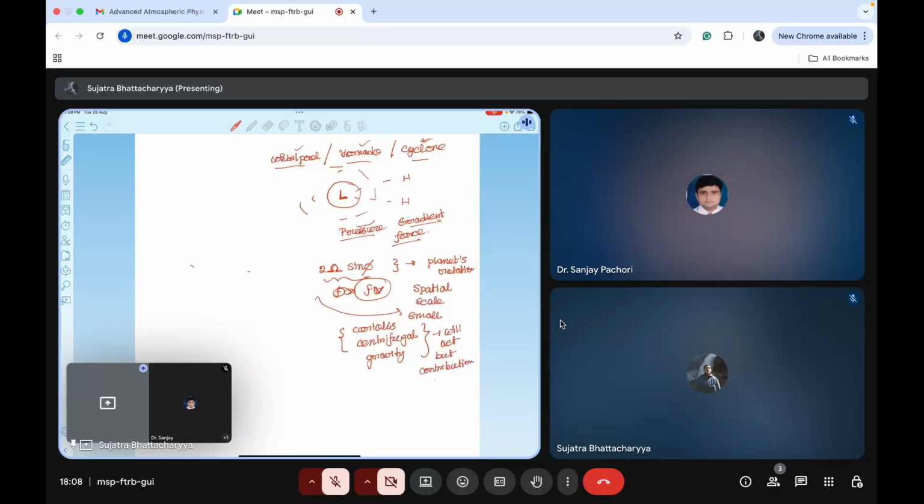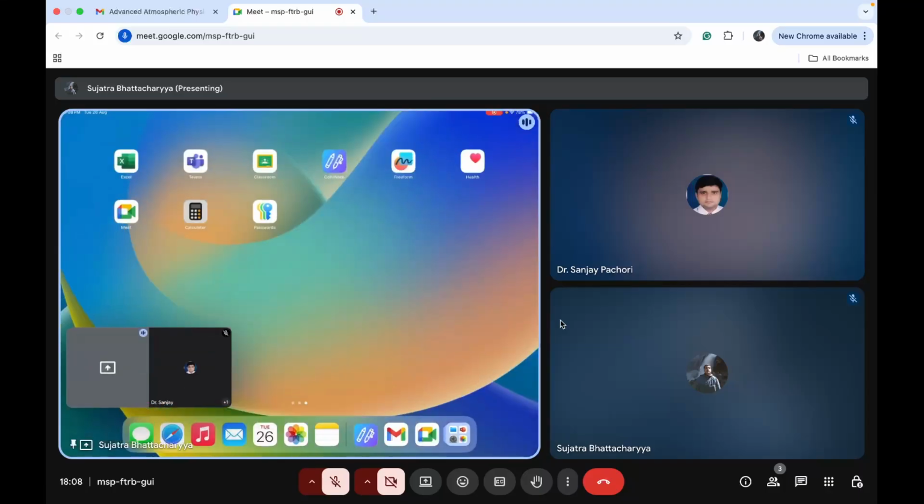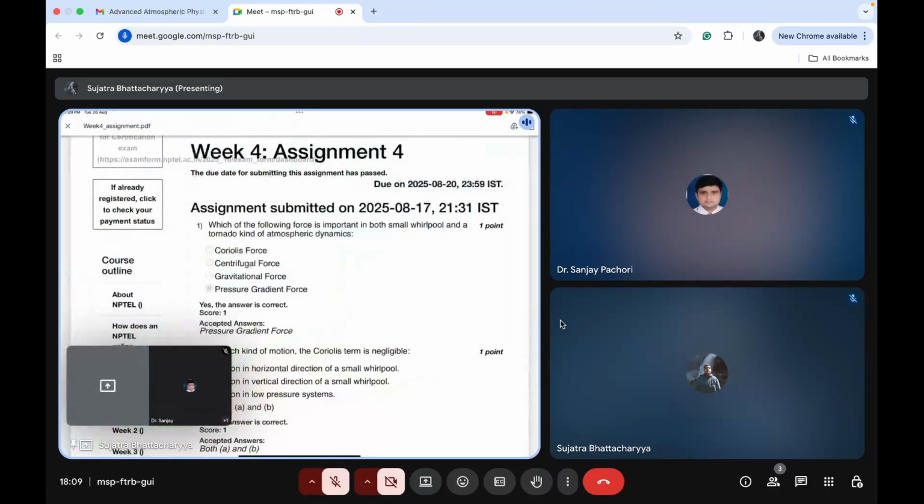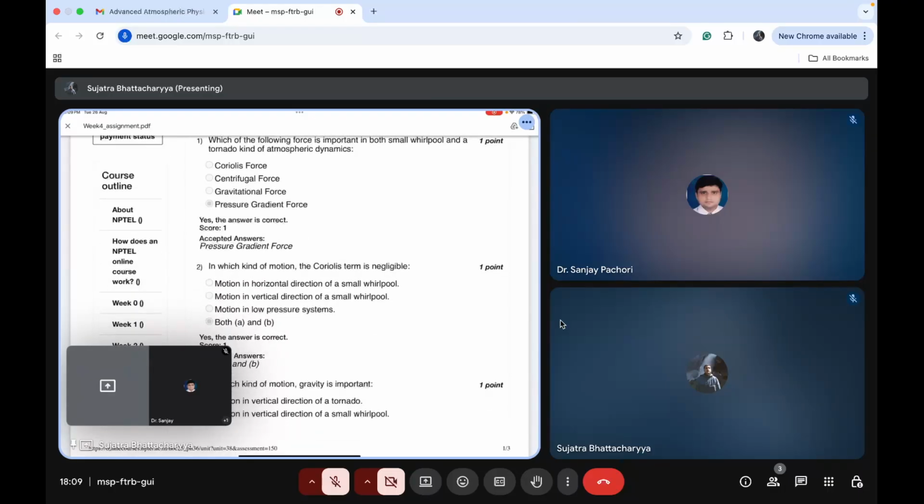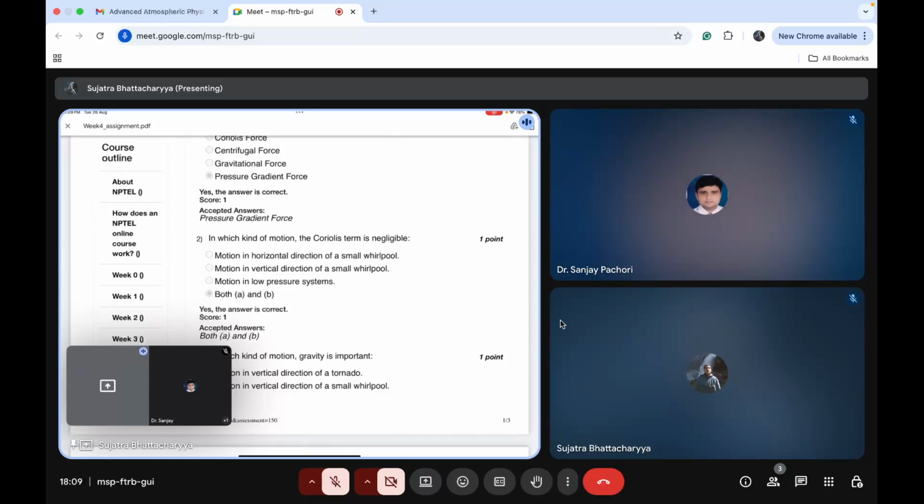Okay, so this is the concept for this. The other options are not right because their contribution is very small, because we are talking about very small scale phenomena. All right, fine. Next question is, in which kind of motion is the Coriolis term negligible? As you can see here, both A and B are the correct options.